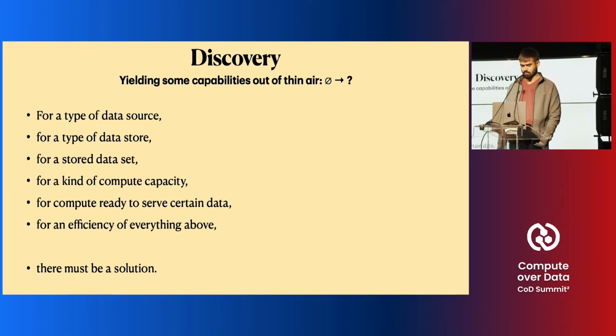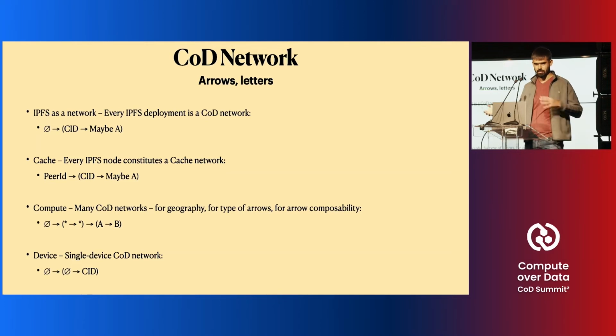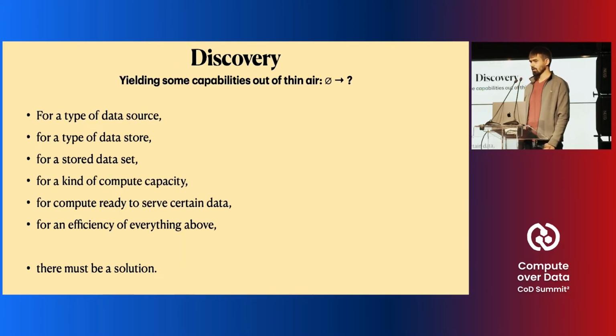Then comes discovery. So discovery means that we need to yield some capabilities out of thin air. So previously we had this, from nothing we get some capability, and that's discovery. And we have a lot of different domains that we want to discover for and in. For example, for different types of data sources, we want to discover data sources, be it devices, access to the chain, access to sensors, to external events, to randomness. It's different data sources, but we need to find a way to get this data. Or for a type of data store: cold storage, like Filecoin, hot storage, blockchain as a storage, whatever. Or a particular data set, we need to find this particular data set. Or a kind of compute capacity, we need GPU, we need ZK kind of compute so that we need certain proofs.